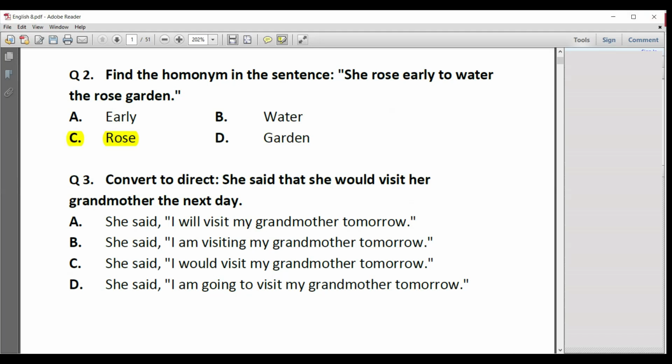Question 3, convert to direct speech. She said that she would visit her grandmother the next day. A. She said, I will visit my grandmother tomorrow. B. She said, I am visiting my grandmother tomorrow. C. She said, I would visit my grandmother tomorrow. D. She said, I am going to visit my grandmother tomorrow. The correct option is option A. She said, I will visit my grandmother tomorrow. From indirect to direct speech, would changes back to will and the next day becomes tomorrow.